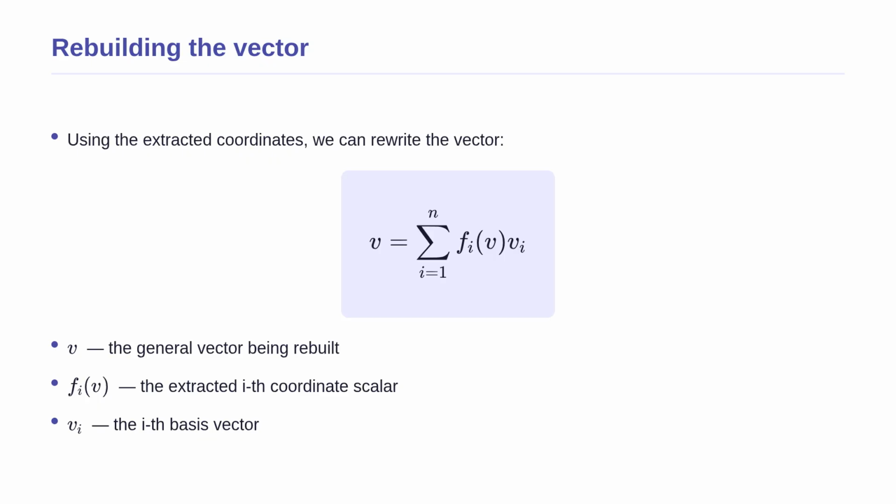This brings us to the ultimate payoff formula for the dual basis. This equation states that any vector v is equal to the sum of its basis vectors, where each basis vector is scaled by the number f sub i of v. In plain English, to rebuild a vector, you just use your dual basis scanners to measure exactly how much of each building block is present and then stack those building blocks together in those exact amounts. If the extracted coordinate increases, that specific building block becomes a larger part of the final vector. It is a perfect reconstruction.